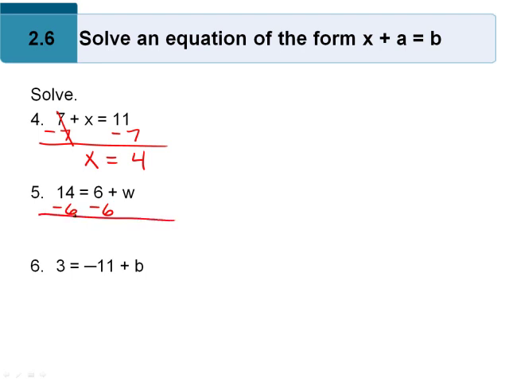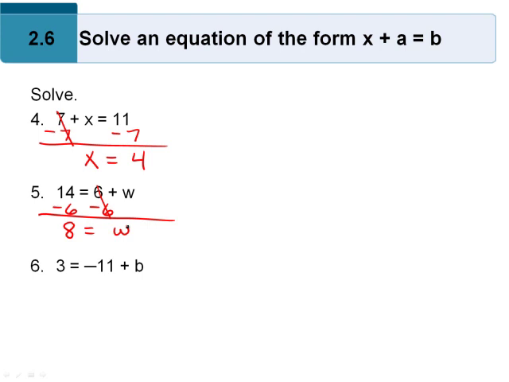Okay, make sure you do it on the other side of the equal sign, keeping that equation balanced. So 14 minus 6 is 8. Just subtract there. The 6's do cancel, and we bring down the w. Okay, so whenever you're doing these problems, always focus on where is my variable first. That's what you need to see, is where do I have the variables, what do I need to do to get that variable all by itself.